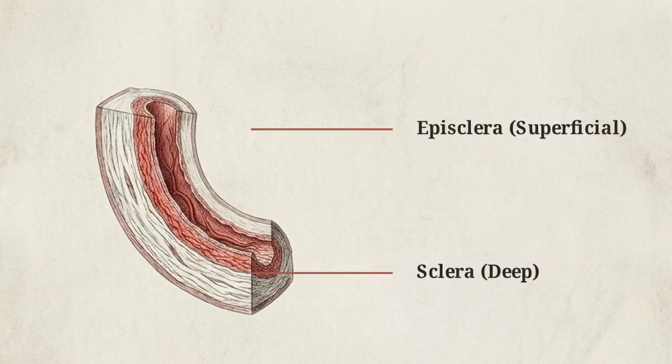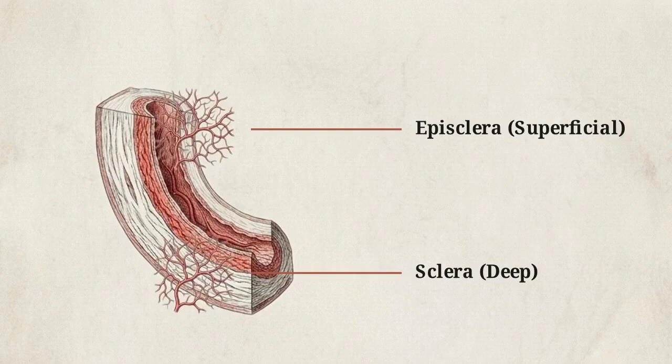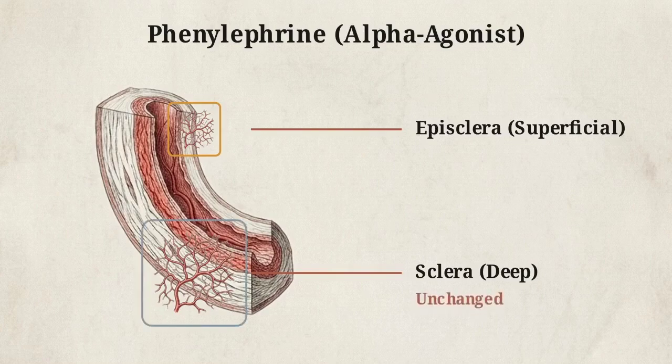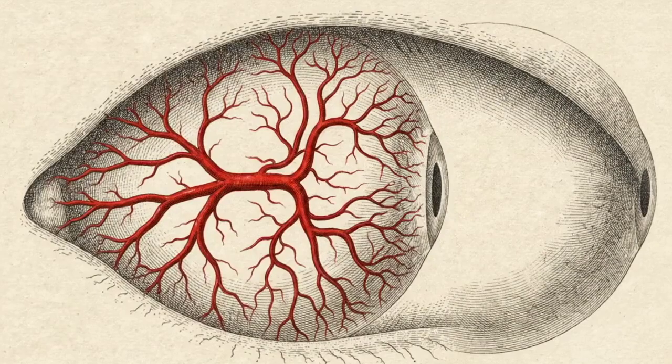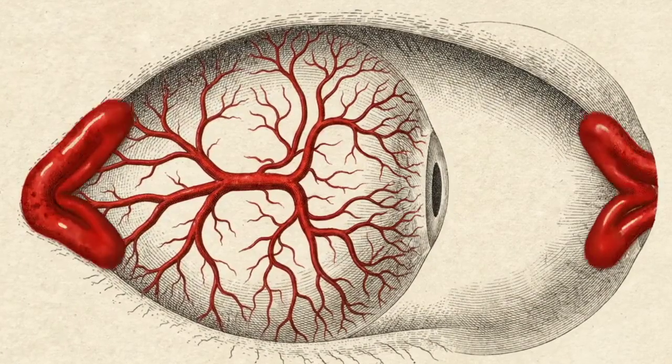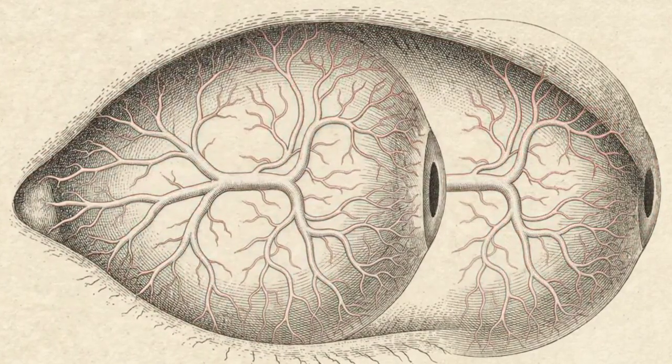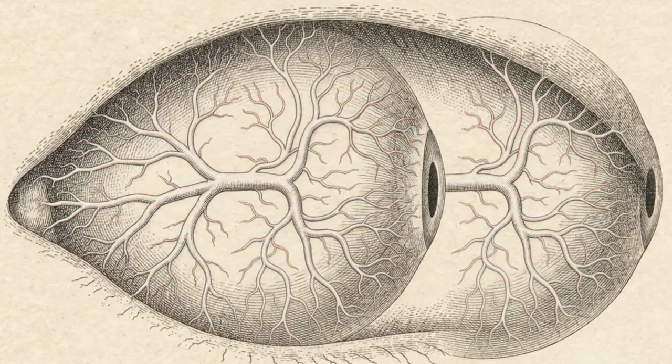Phenylephrine is an alpha agonist. It acts selectively as a vasoconstrictor on the superficial episcleral vessels without affecting the deeper scleral vessels. When we apply the drop to a purely superficial inflammation, the episcleral vessels instantly constrict. The tissue blanches, shrinking back and turning white.